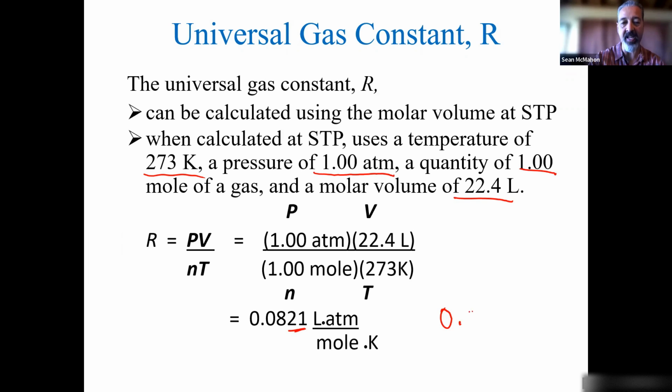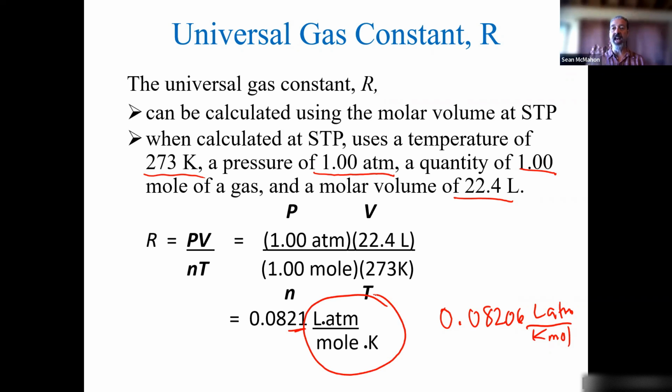Well, I rounded here for this course. Some classes have it as 0.08206 liter atmosphere per Kelvin mole. Now, here's the thing, though. If you use this constant, you have to have pressure in atmospheres. So you cannot have pressure in millimeters of mercury. So you'll have to change it.